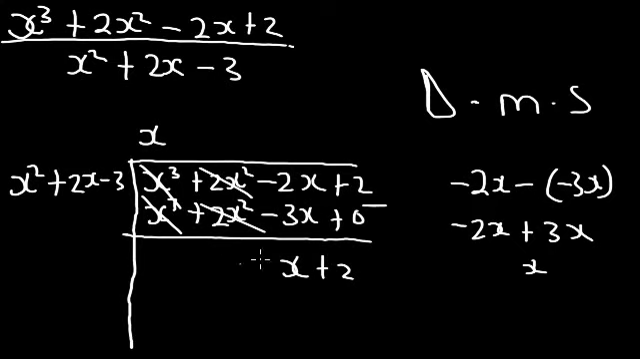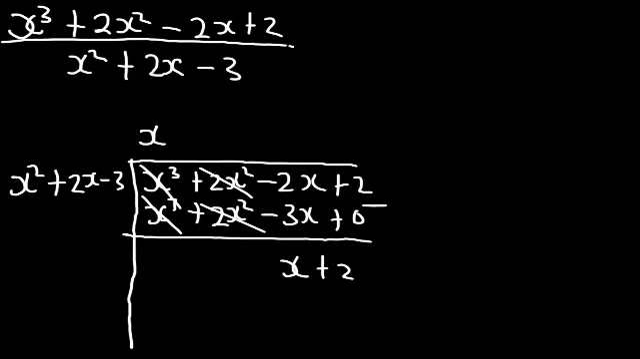Now, since the degree of the variable you are left with is 1, and 1 is less than the degree of the divisor, then you have to stop at this point and consider whatever you are left with here as your remainder.